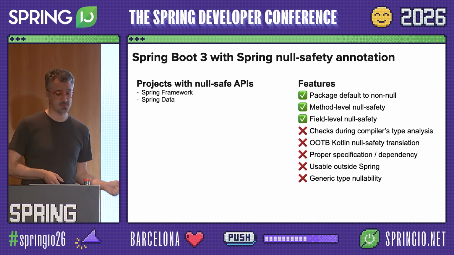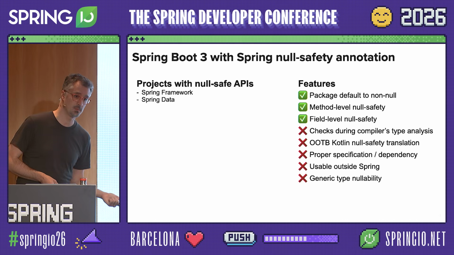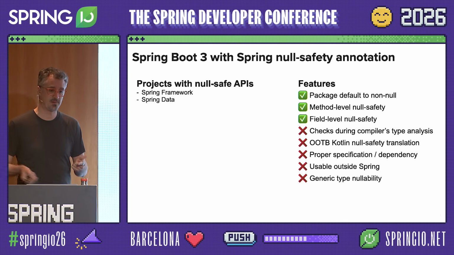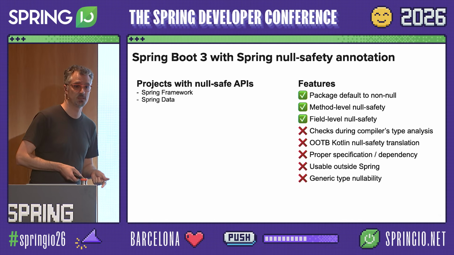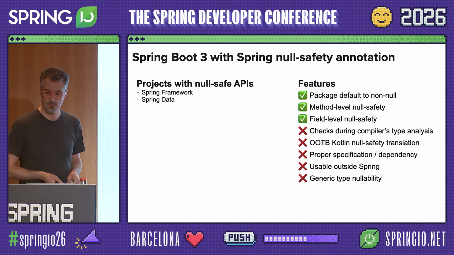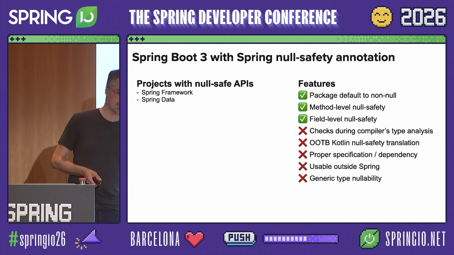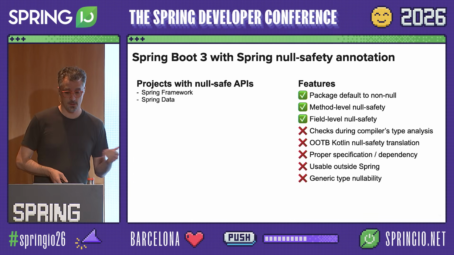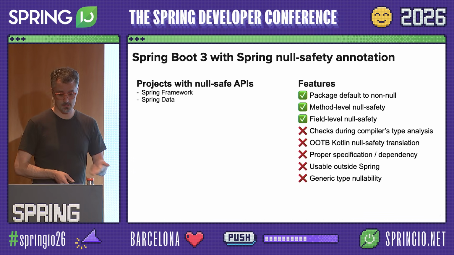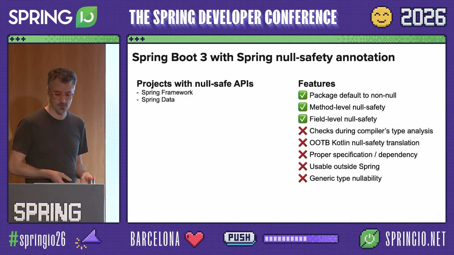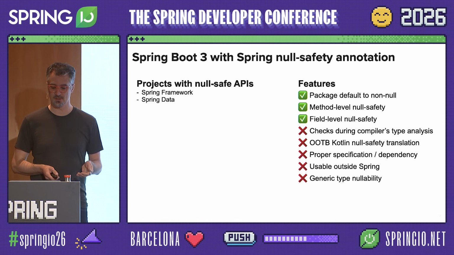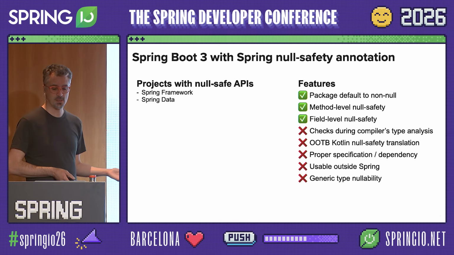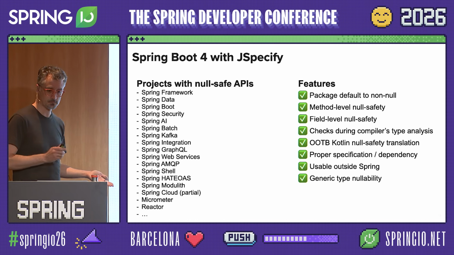We now have a proper specification and a canonical dependency, because I think there are at least 5 different JSR 305 dependencies flying around Maven Central. So here we have a single, well-identified JSpecify dependency, usable outside of Spring, which was not possible before, except if you were using JSR 305 directly, and there was no handling of generic type nullability.